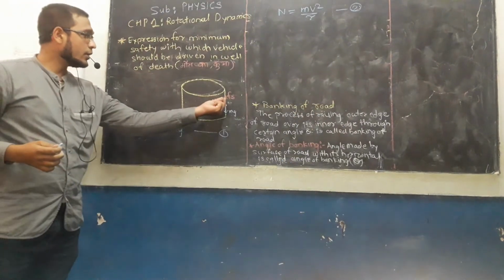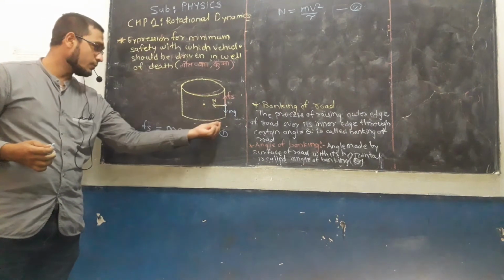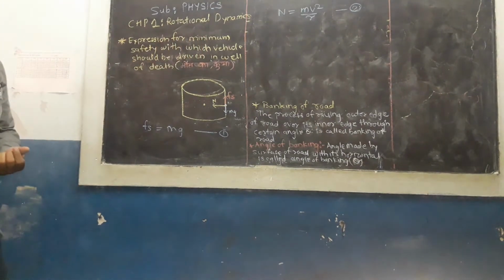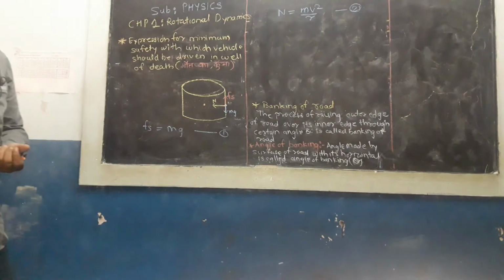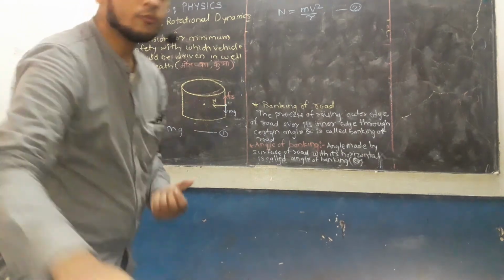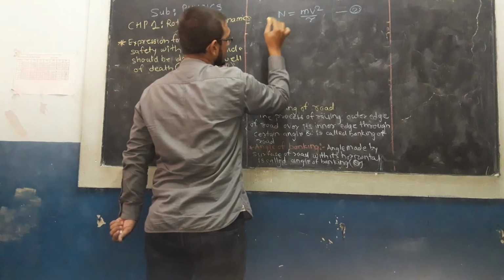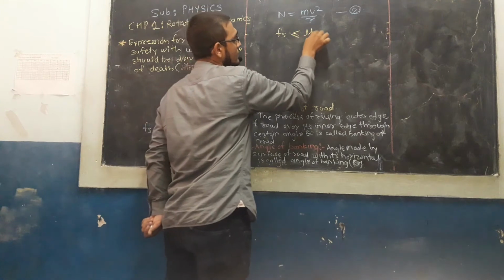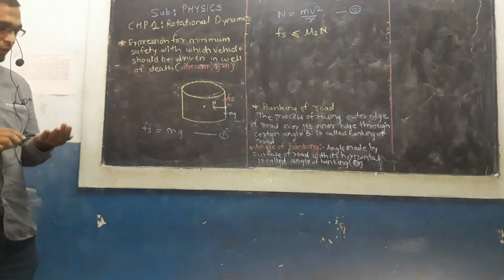From this what we get? Force of friction balances weight mg, and normal reaction provides necessary centripetal force. Now as a vehicle is moving, force of friction is always less than equal to normal reaction. So I can write Fs is less than equal to mu s into N.